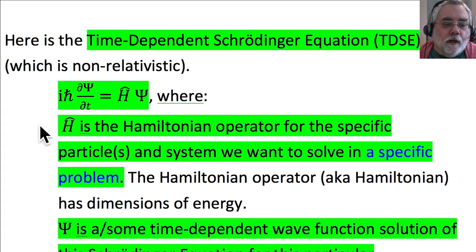capital psi, where H hat is the Hamiltonian operator for the specific particles and system we want to solve in a specific problem. The Hamiltonian operator, also known as the Hamiltonian, has dimensions of energy. In the last lecture, we saw the specific Hamiltonian operator for a free particle in one dimension. Here we want to stay general and not write a specific Hamiltonian for a specific problem.